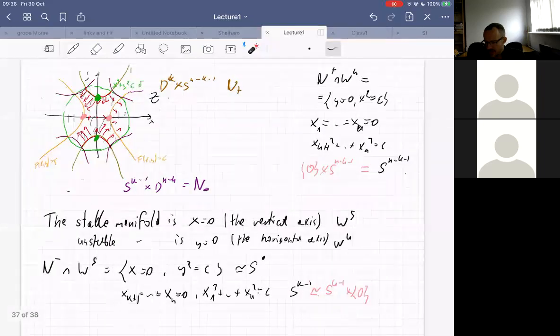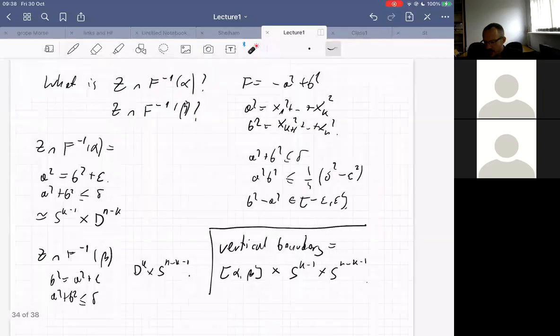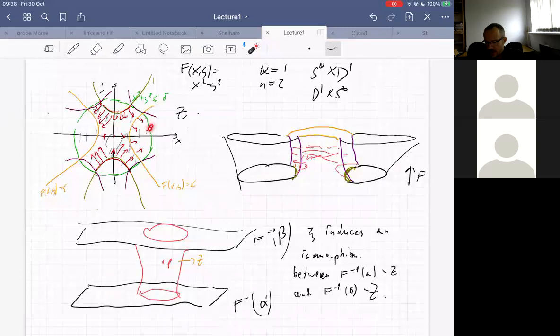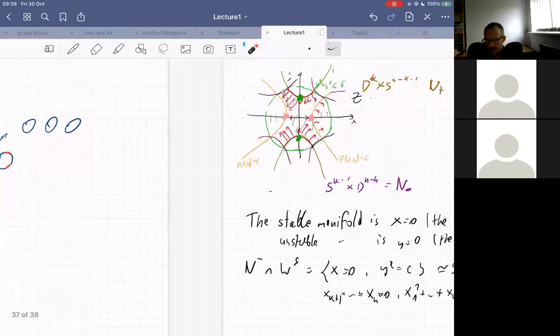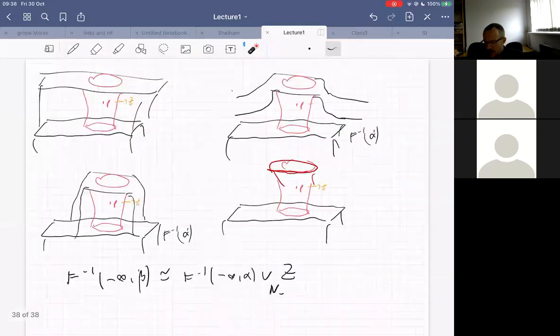Remember there was this definition of a small ball, but we can make a bigger ball. So we could make another Z with the same definition, but with different parameters. And now we can squeeze this part vertically, precisely onto that. By squeezing I mean it's a homotopy retract, but with a little extra care, you can get a diffeomorphism.